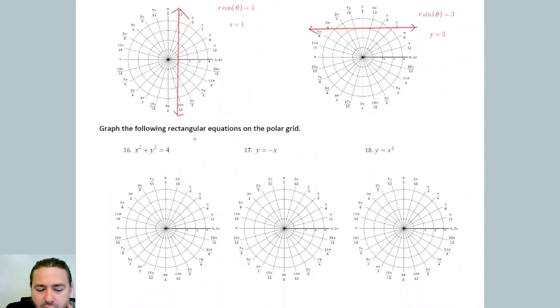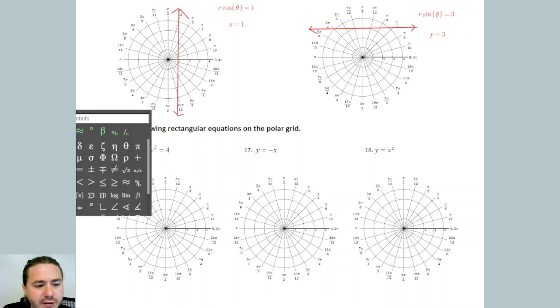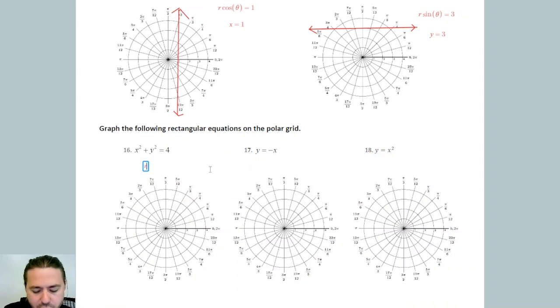Now 16 through 18 are in rectangular form. Number 16 we can convert pretty easily. It's going to be r squared equals 4. Although you may already know what this is going to look like, because x squared plus y squared equals 4 is in a common format. It's just going to be a circle. But if we convert it into polar form, it'll be a little more obvious what it should be. r is going to be 2, the square root of 4. So what we'll have is a circle at 2. So let's see, 1, 2. Oops, wrong shape. 1, 2. Okay, 1, 2.